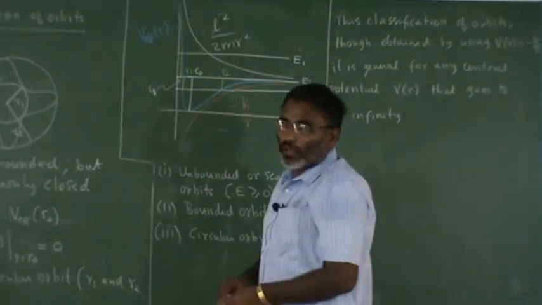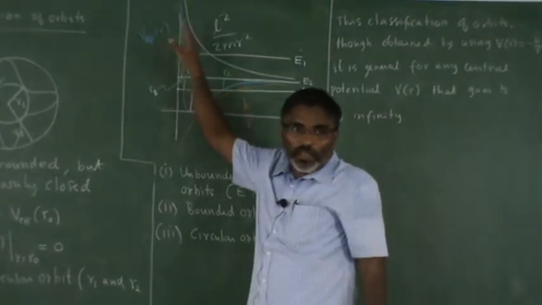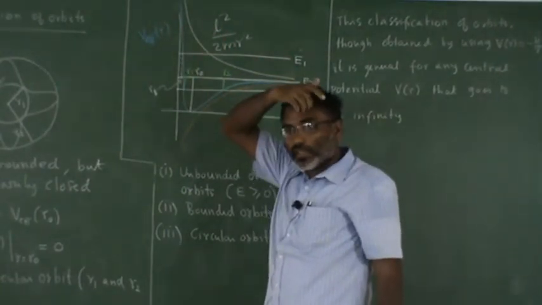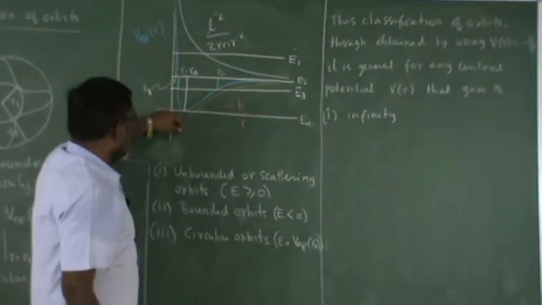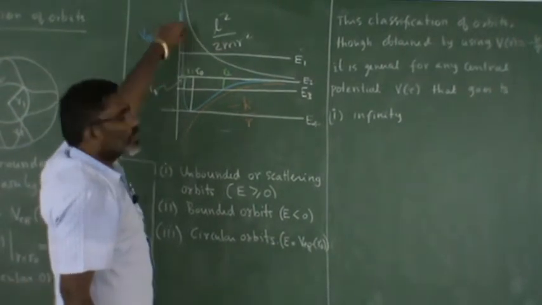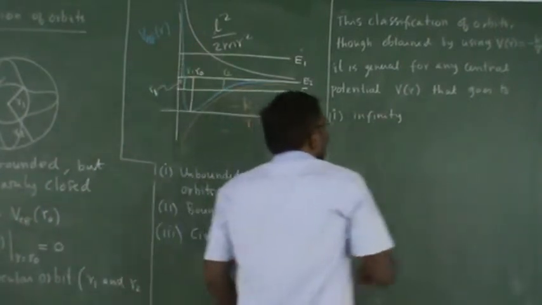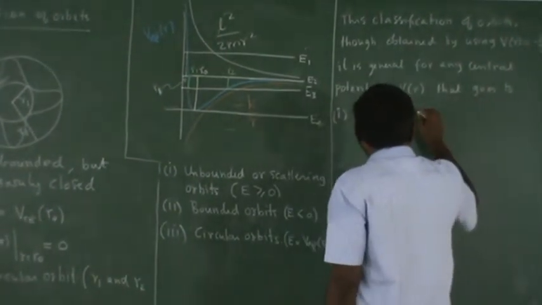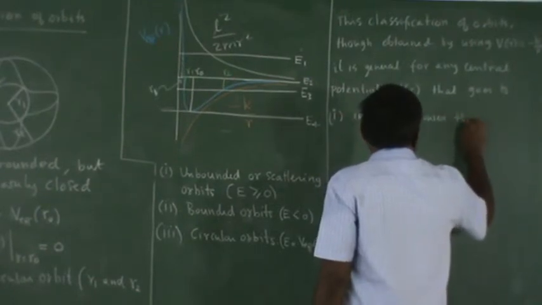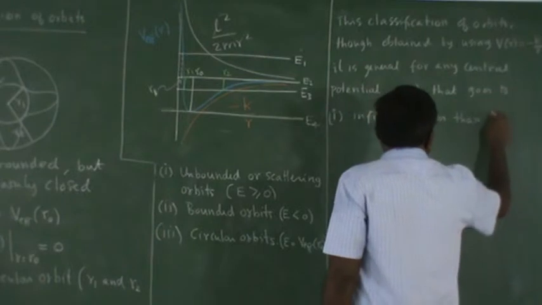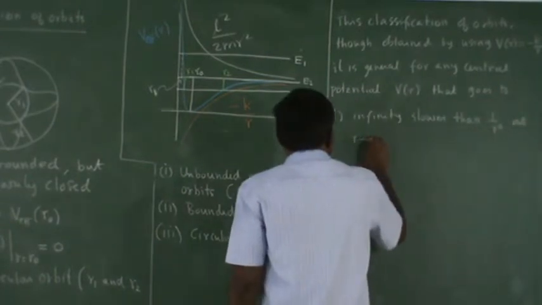That means what? The centrifugal term has to dominate as r goes to 0. Correct? So that means my potential must go to infinity slower than 1 over r square as r tends to 0.